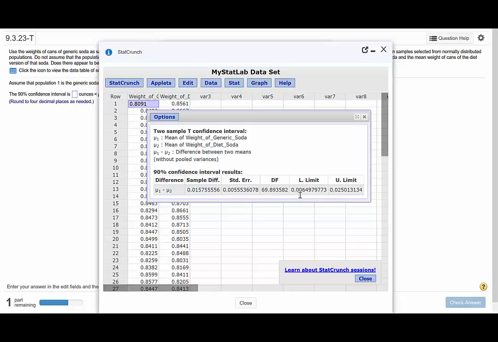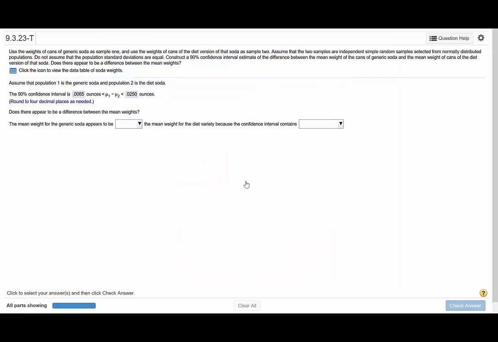Our lower limit is 0.0065 if we round to 4 decimal places as called for in the problem, and our upper limit will be 0.0250. Does there appear to be a difference between the mean weights?